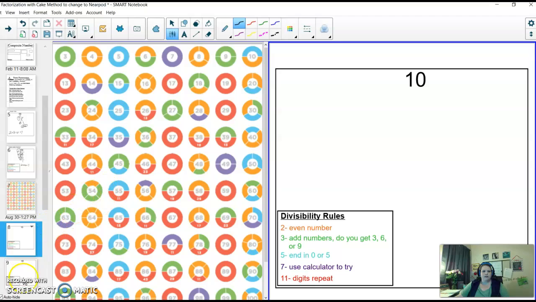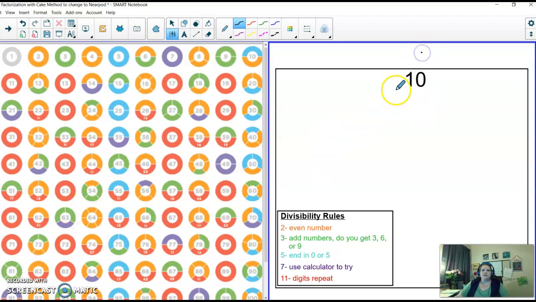I've got my chart over here, and I've got my number 10. So going through, is it even? Let's look at 10. 10 does have orange, so I can build my first layer and put a 2 on the outside. Grab my calculator. 10 divided by 2 is 5.